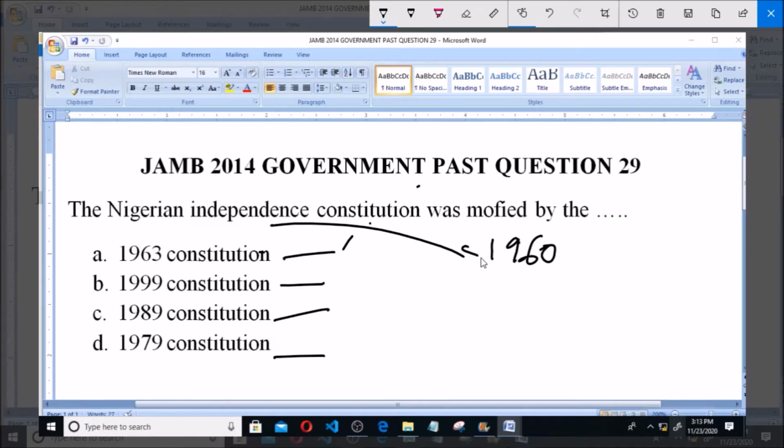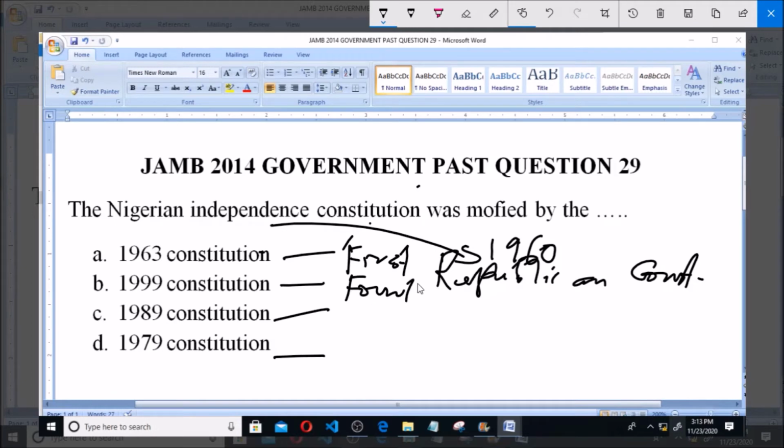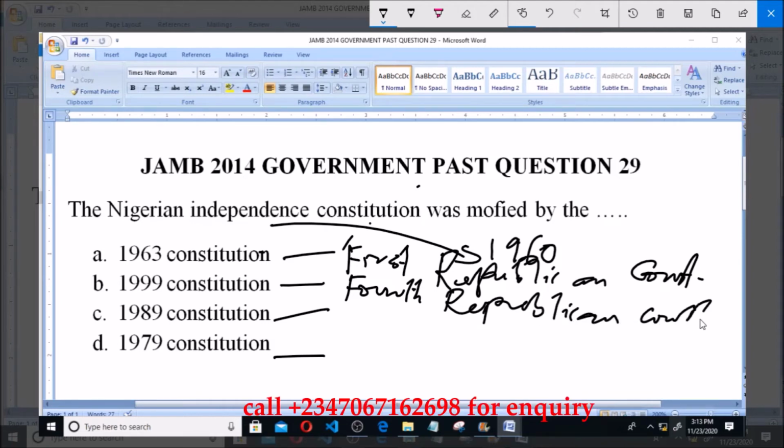That is the independence constitution. And what happened in 1963 is what we call the First Republican Constitution. Then what happened in 1999 is what we call the Fourth Republican Constitution.